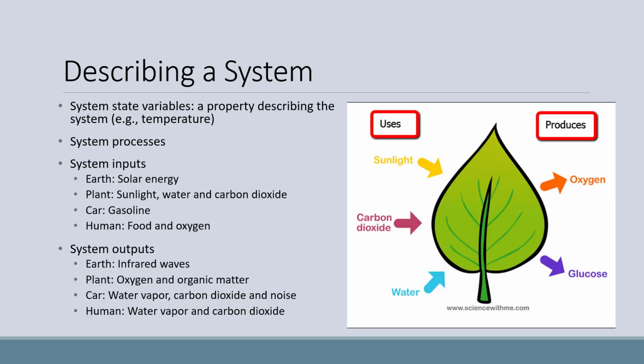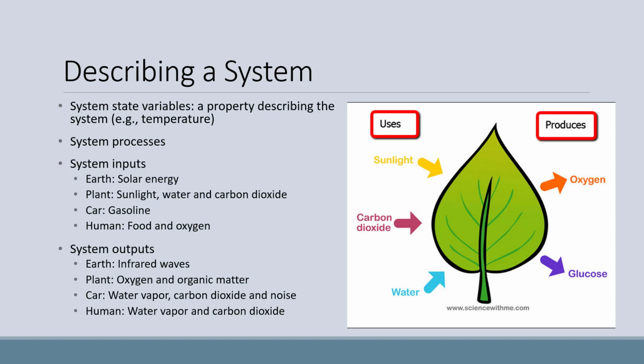So how do we describe a system? We have to define system state variables, system processes, system inputs, and system outputs. System state variables are properties describing the system, like temperature. System processes are any processes that happen in the system. If you're talking about a tree, then you will want to describe and measure photosynthesis, respiration, growth, and so on. System inputs are all the things that go into the system.